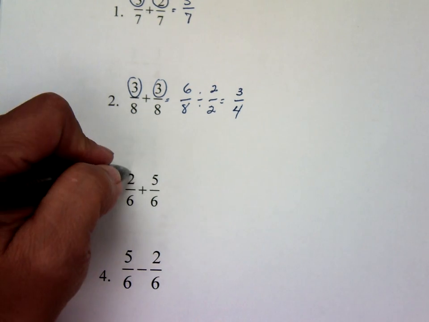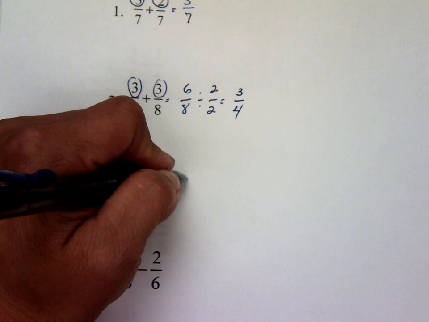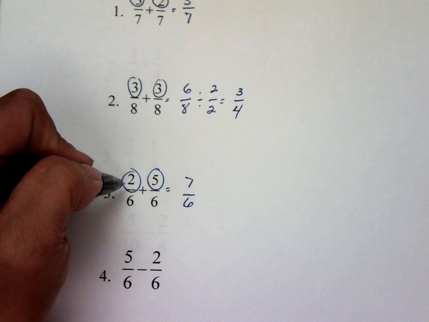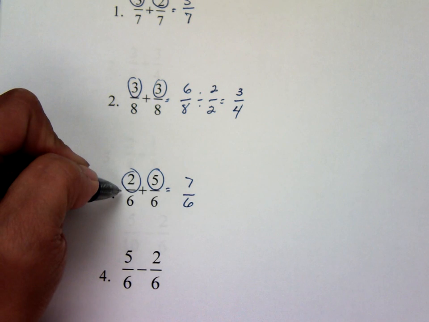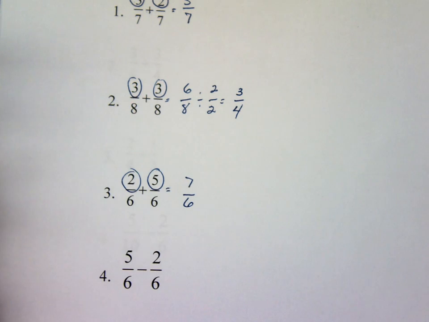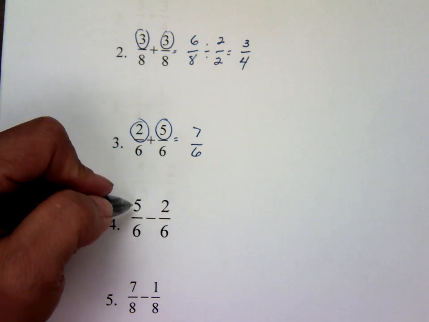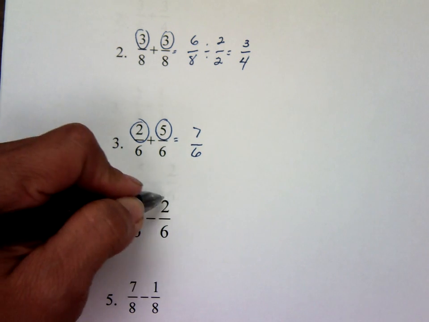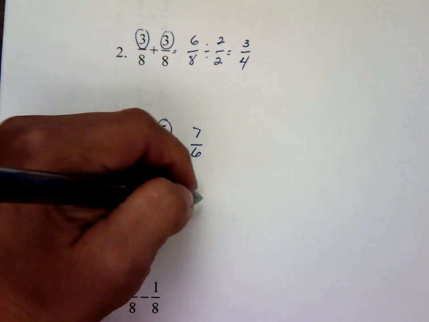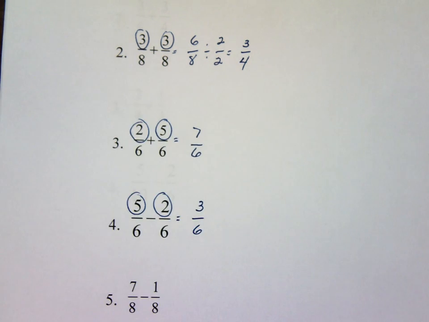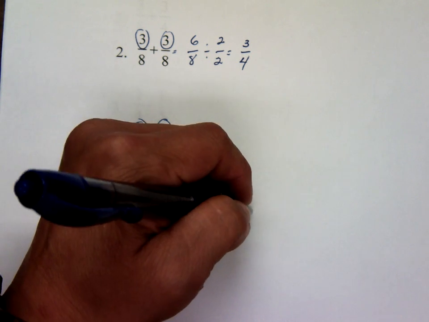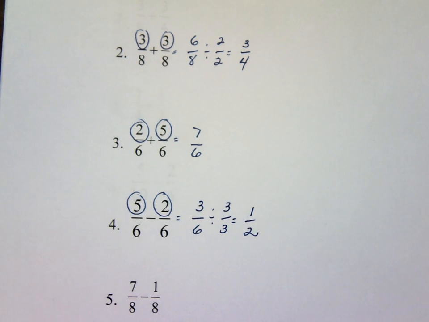So you should have added 2 plus 5, which is 7/6. And because this is a fraction and not a mixed number, you will keep your fraction as an improper fraction. Looking at 4, you have 5/6 minus 2/6, so you're going to subtract 5 minus 2, which is 3/6. Well, 3/6 can be reduced. Divide top and bottom by 3, and you get 1/2 as your answer.